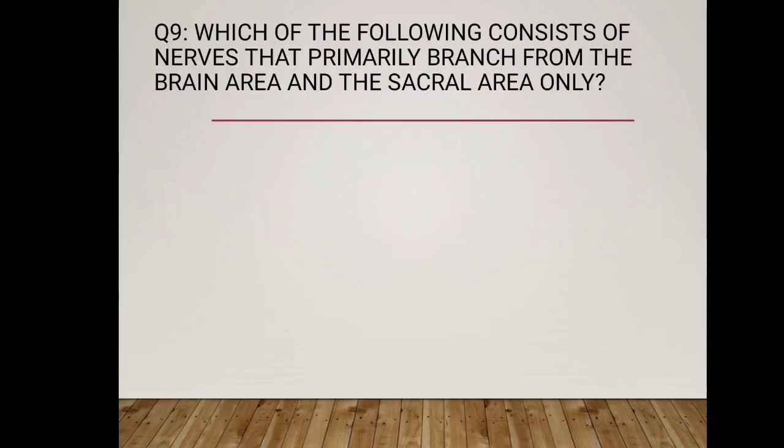Question number 9. Which of the following consists of nerves that primarily branch from the brain area and the sacral area only? Options are somatic, option 2 sympathetic, option 3 parasympathetic. The right answer is parasympathetic.